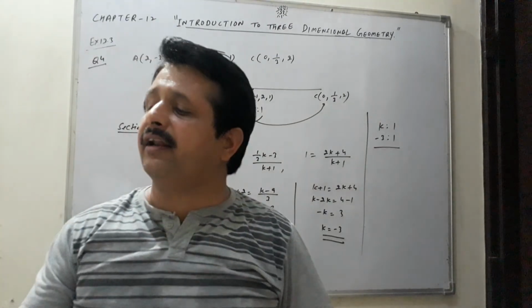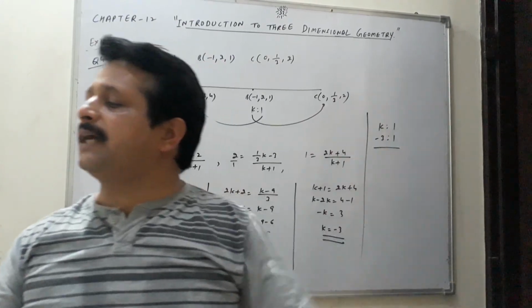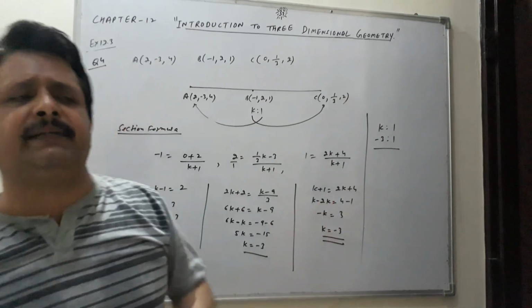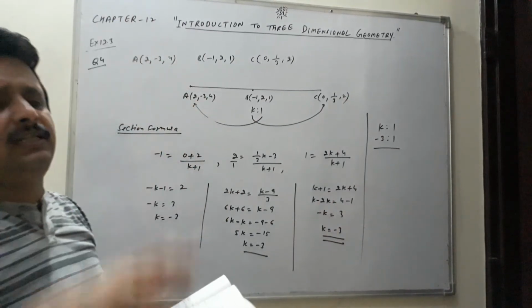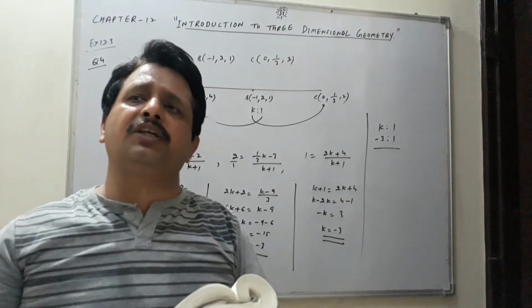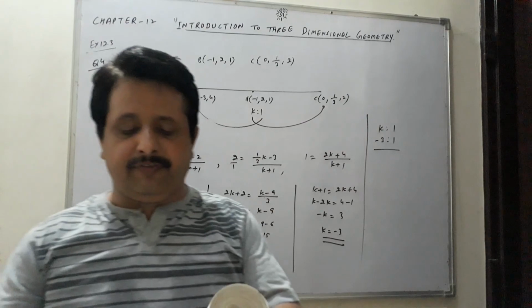Question number 5 we are coming to. Find the coordinates of the points which trisect the line segment joining the points P and Q. Trisect means what we are doing, students: firstly, we take the ratio as 1:2, and secondly, we take the ratio as 2:1, and very easily we can solve it. So try to solve question number 5 yourself.